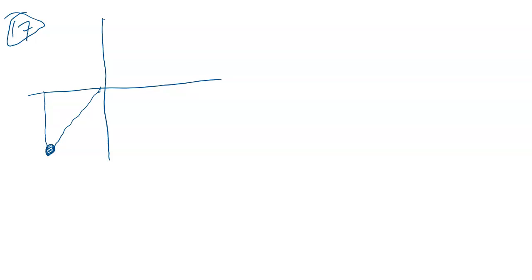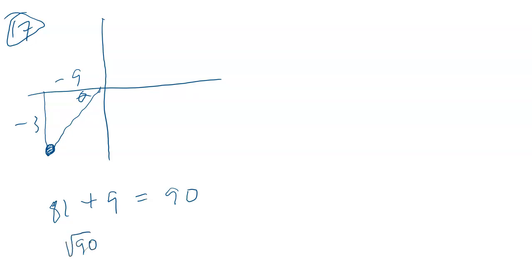So when I build my triangle, here's my reference angle. Here's negative 9. Here's negative 3. I have to find my hypotenuse. So I got 81 plus 9, which is 90.